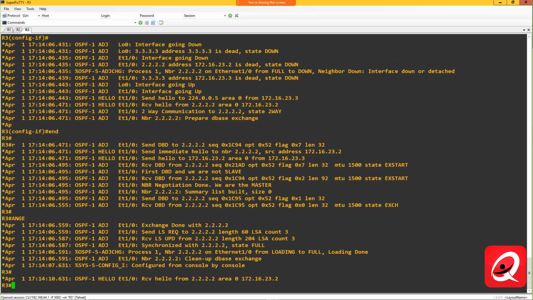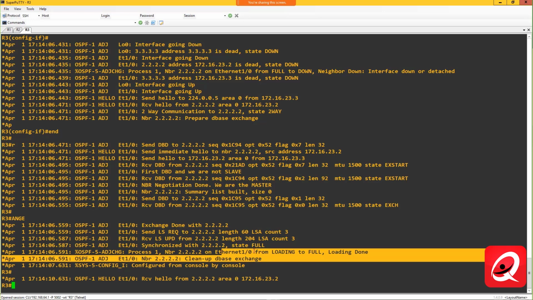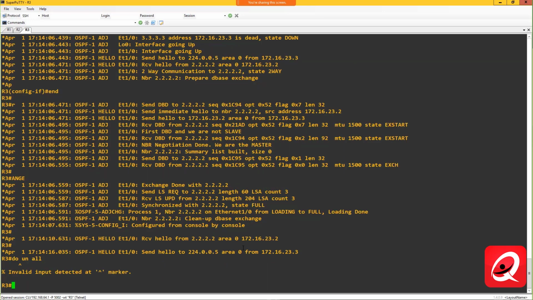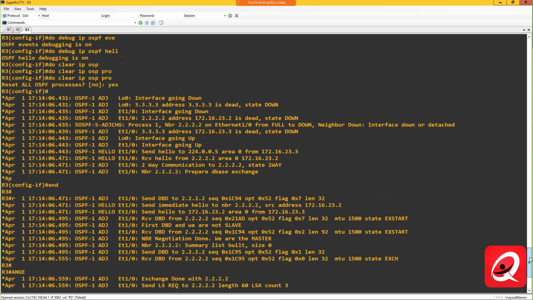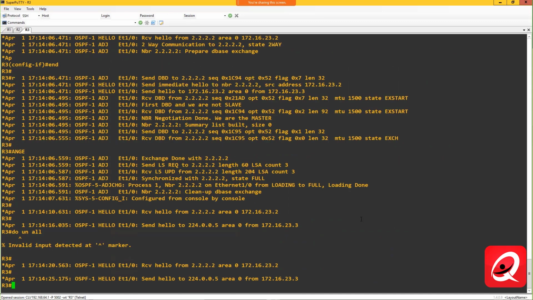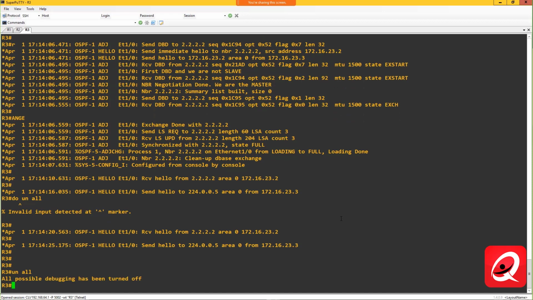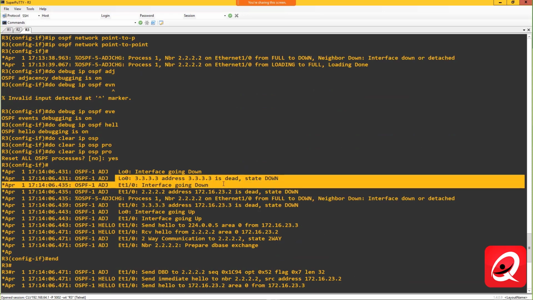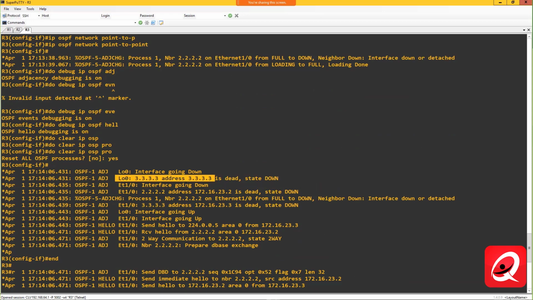So we're moving rather quickly through the adjacency process to a full state. So let's do an undebug all. And if I look at the process from the beginning, loopback interface down, down, we cleared the process. Obviously we're resetting the interfaces. Neighbor relationships go from full to down. And then we start to bring everything up.